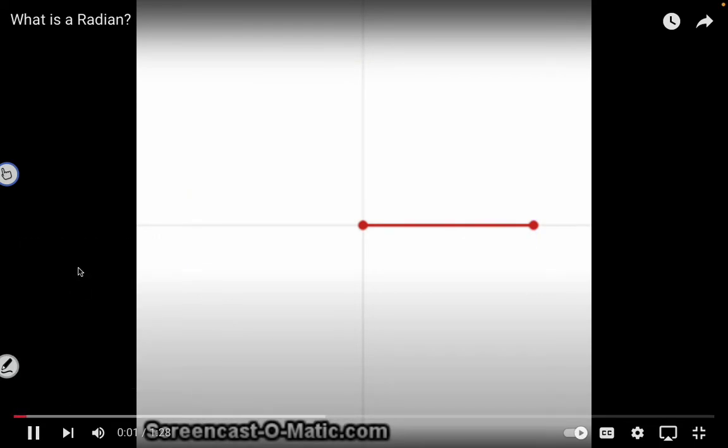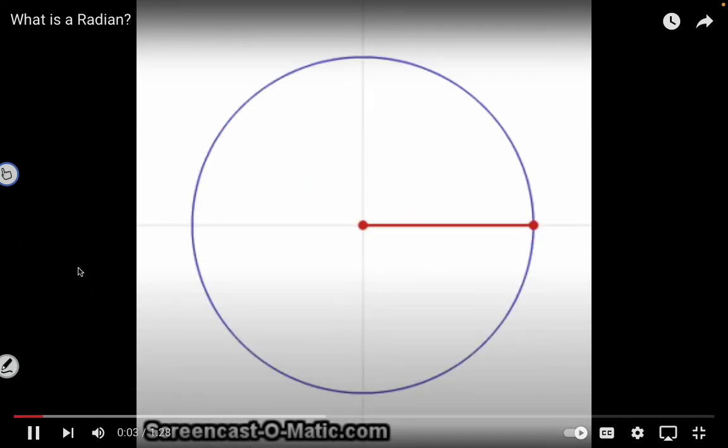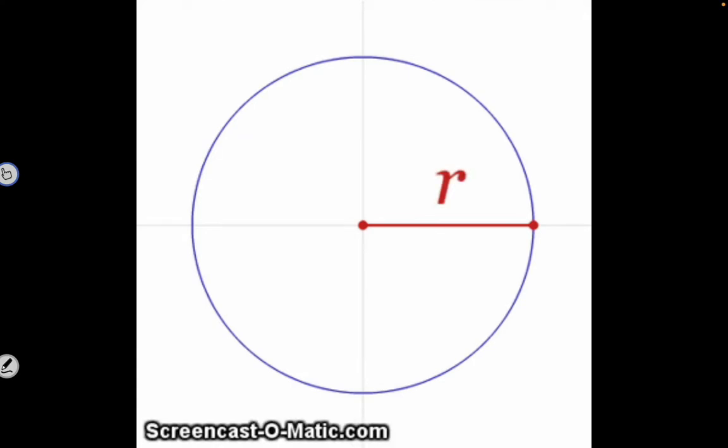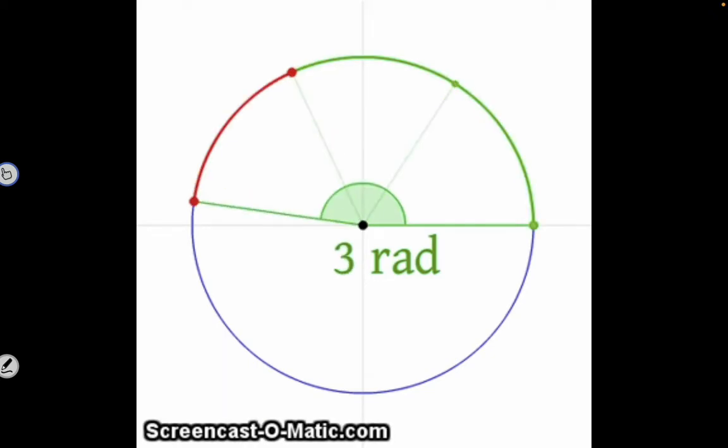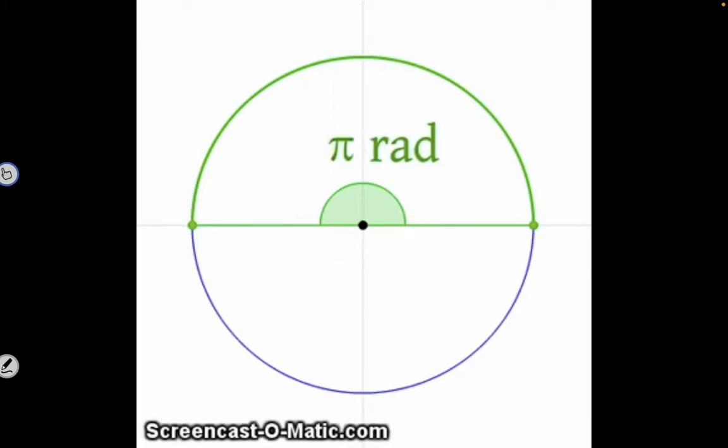We start with a circle of radius r. We take that radius distance and wrap it around the circle. The angle formed by that radius distance is 1 radian. Since the circumference of a circle is 2 pi r, there should be 2 pi radiuses in a circle. So halfway around the circle, we would expect 1 pi radian.